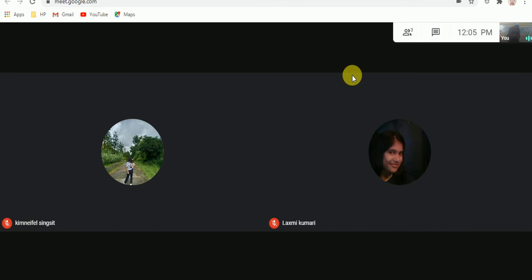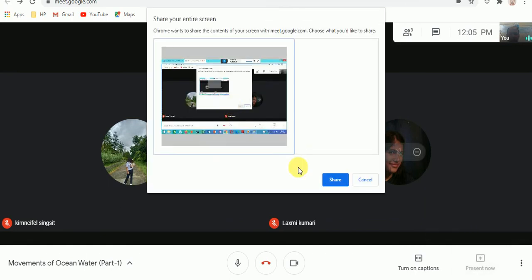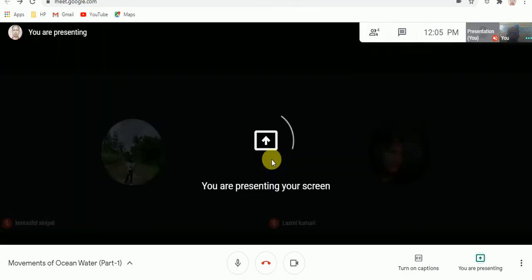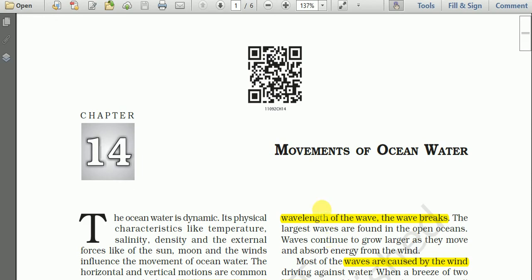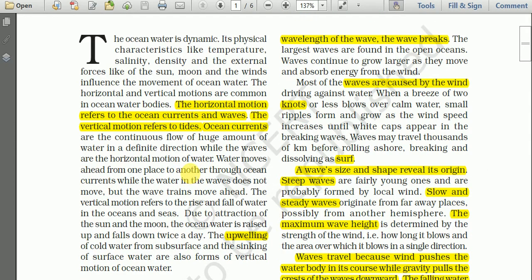Today we shall learn a new chapter, Movements of Ocean Water, Chapter 14 of your NCERT textbook, Fundamentals of Physical Geography. Now let me present my screen. So this is the new chapter, Movements of Ocean Water. This paragraph gives an introduction to these movements of ocean water.